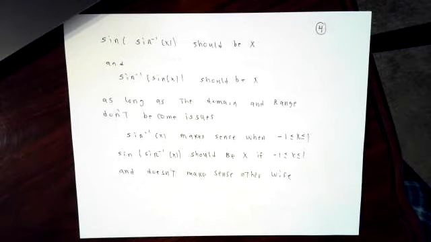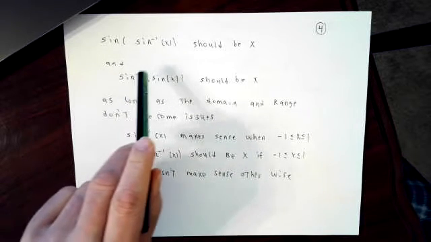In a perfect world, f of f inverse of x is x always, and f inverse of f of x is x always. But considering the fact that we have restrictions on what kind of x's we can feed either into the chunk of the sine function we're using or into the arcsine function that we've just cooked up, things are not quite so simple.